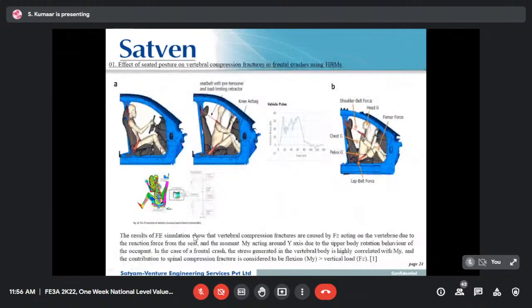So this is the full vehicle simulation. This is the cut model. We will not use the entire model, because if we use the entire model, it will take much more time to do the matrix calculation.